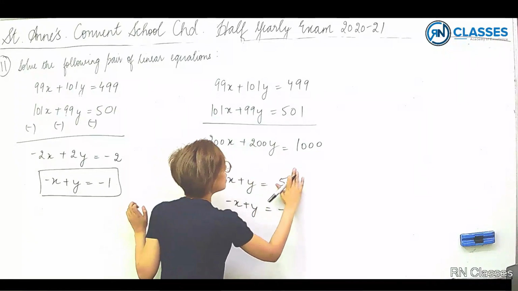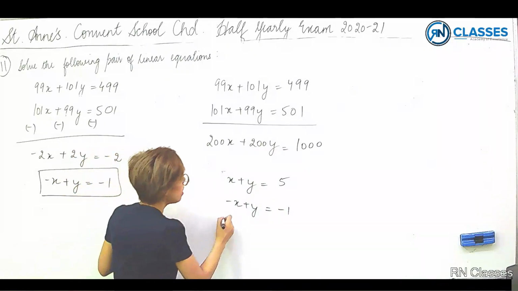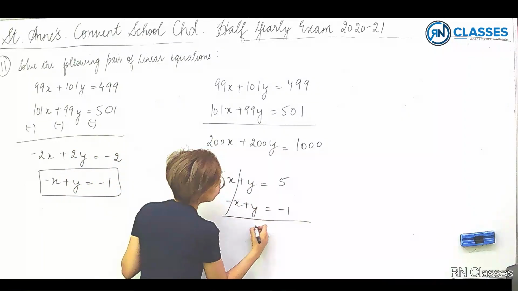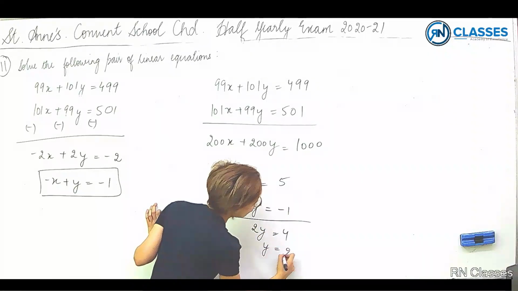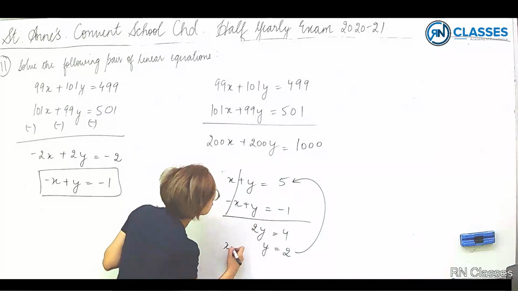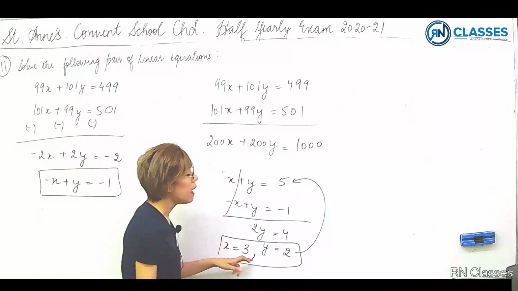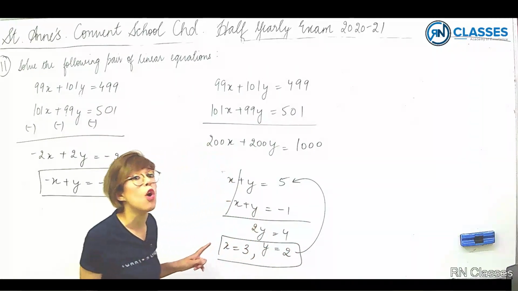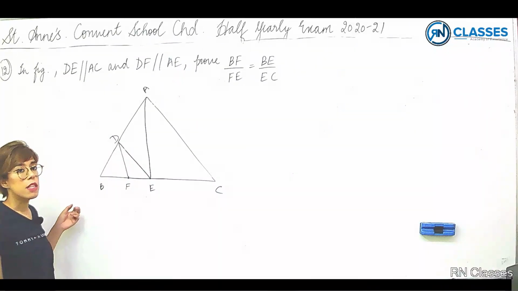So if I need to solve this, all I need to do is add the 2. x and minus x get cancelled, right? So this is 2y equal to 4. So y is equal to 2. So I'll substitute it here and I'll get x as 3. So x equal to 3 and y equal to 2 is the solution of this pair of linear equations. Alright, so the next one.